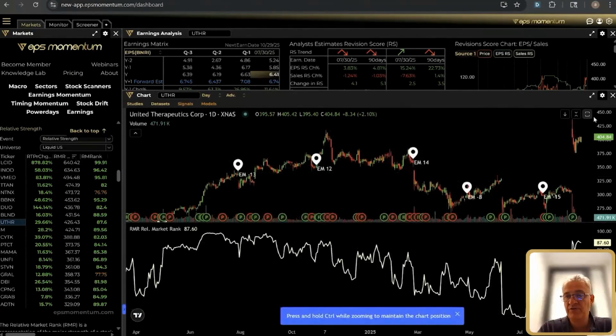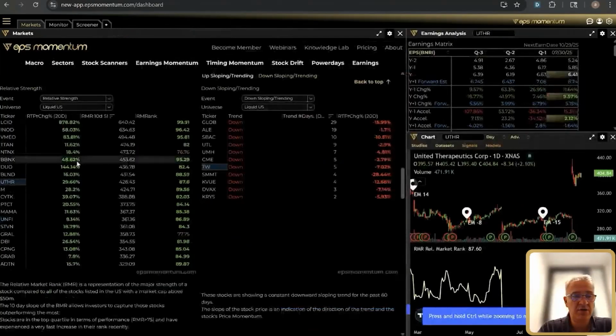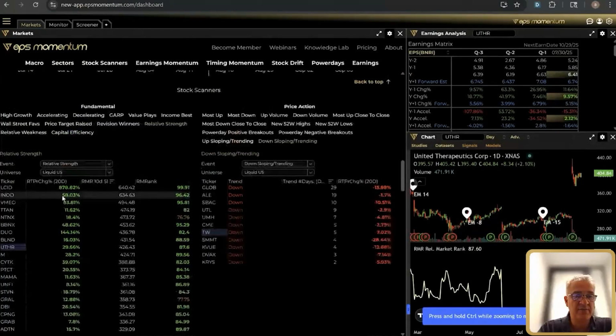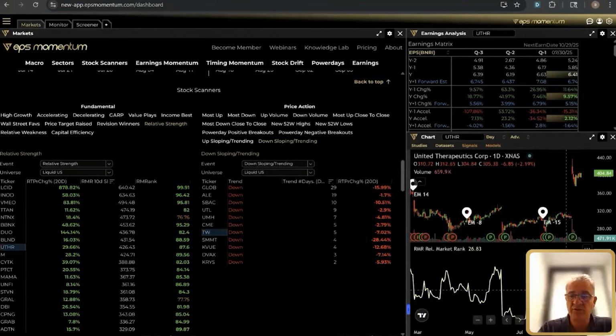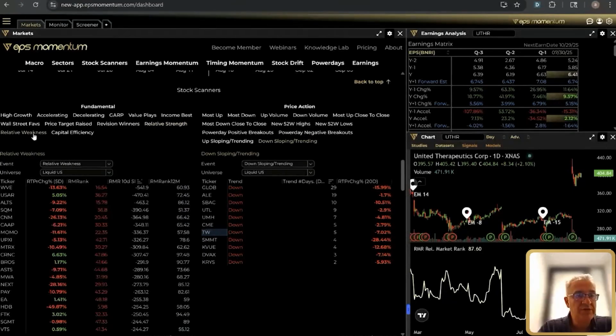Right. But it helps you focus your energy on stocks that have been bought by major institutions or even retail investors, because the more they bought, the more the price goes up, the more the relative market rank is pushed up. Relative weakness.